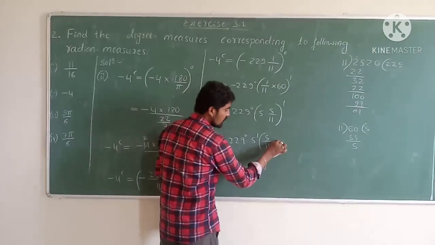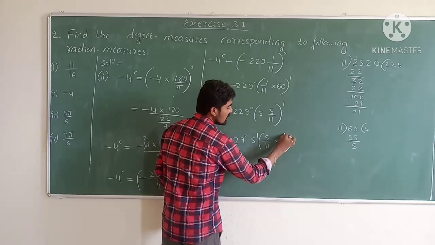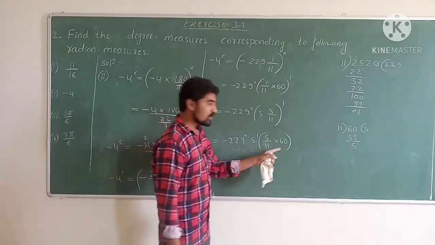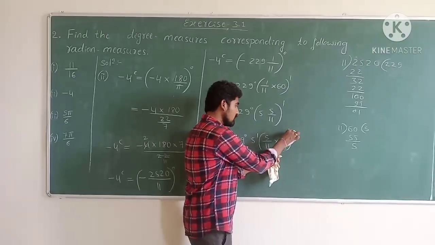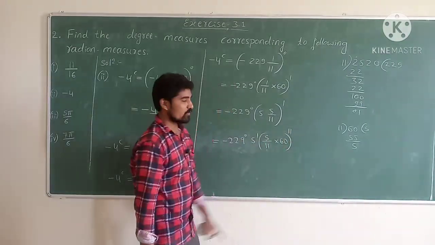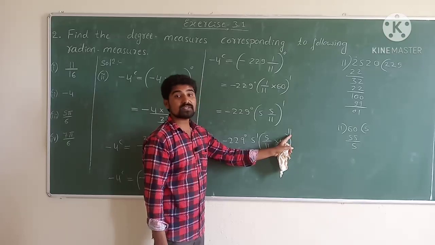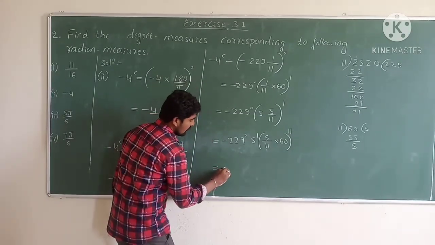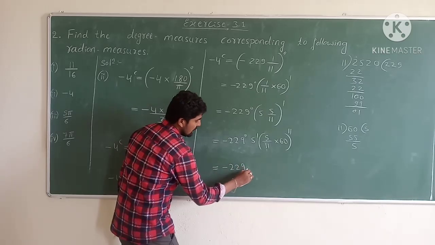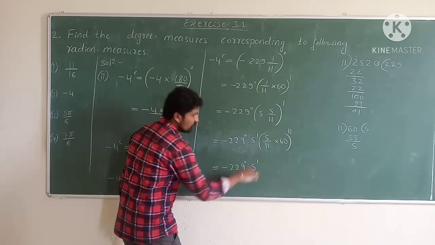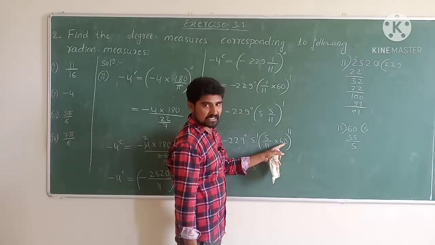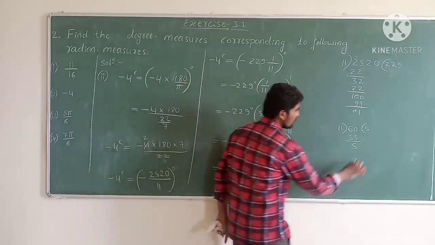So for that I am looking at multiplying by 60, because minutes have to be converted into seconds. So therefore double prime. Why? Because this quantity now is in terms of seconds, which is equal to minus 229 degree 5 minutes. 5 sixes are 30, so it's 300. 300 divided by 11.